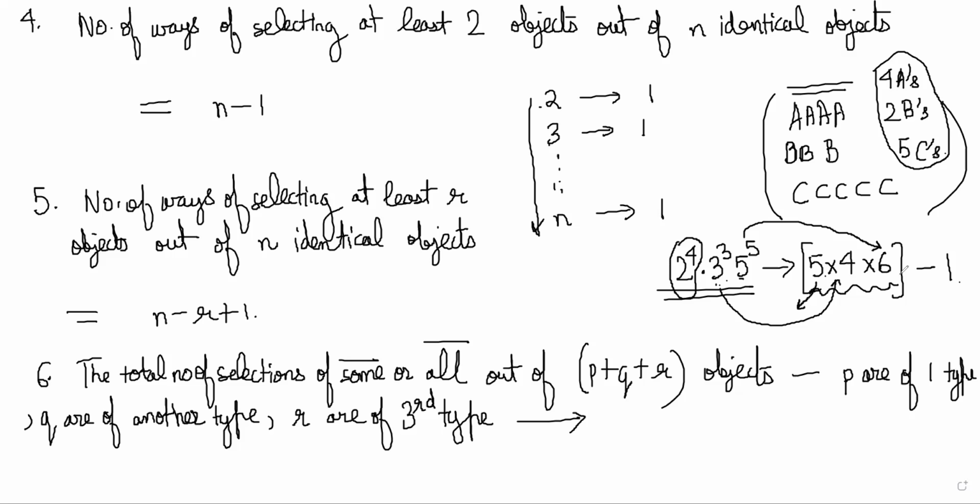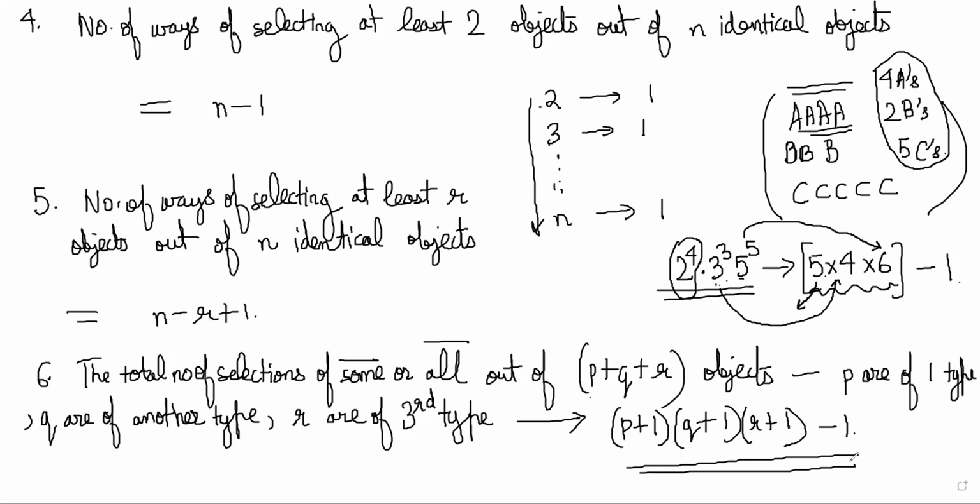So similarly, in this case also, there are p objects of one type. So the number of ways of doing that would be p plus 1, 0 or more, right? q plus 1, r plus 1, minus 1. Basically, you are selecting 0 or more out of the p type of objects, then 0 or more out of the q type, and 0 or more out of the r type, and then subtracting 1 for the case where you did not select anything, right?